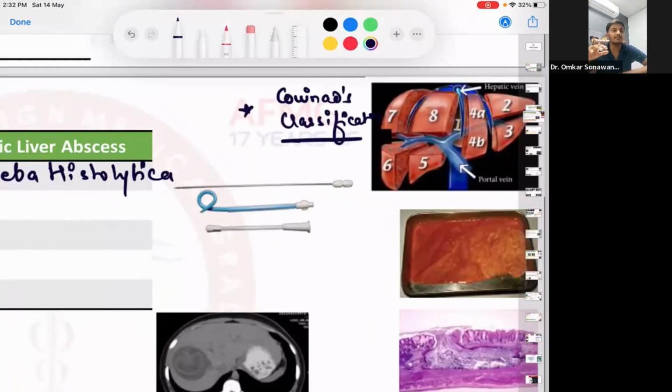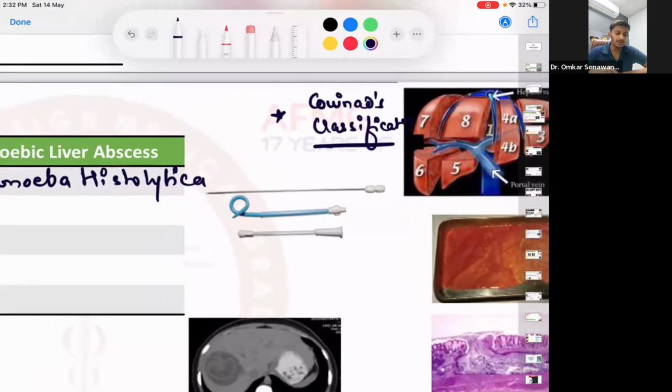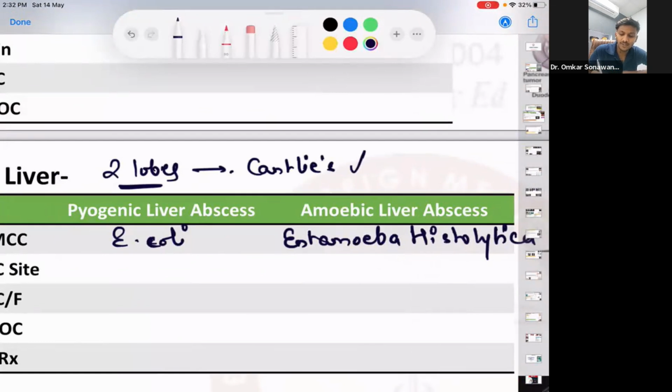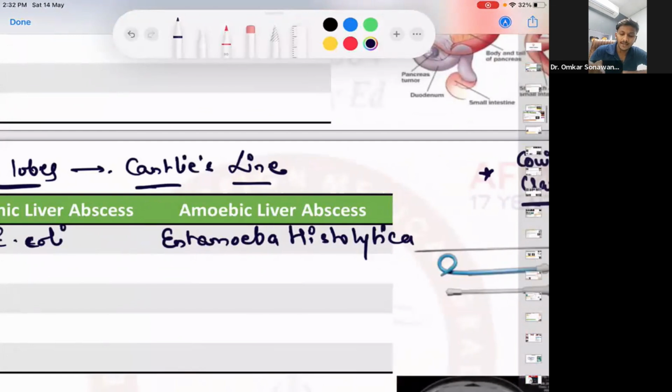Surgically, the liver is usually divided into 2 lobes, that is the right and left lobe. Please remember, the liver is divided into right and left lobes with the help of Cantlie's line. This Cantlie's line is important, a question can come. It extends from the gallbladder fossa till the inferior vena cava.